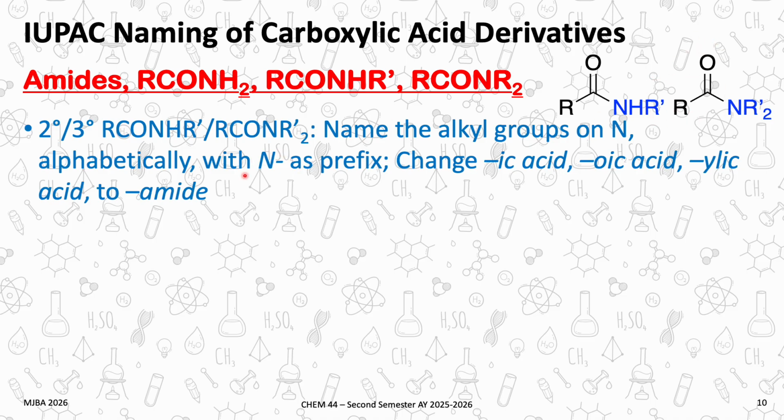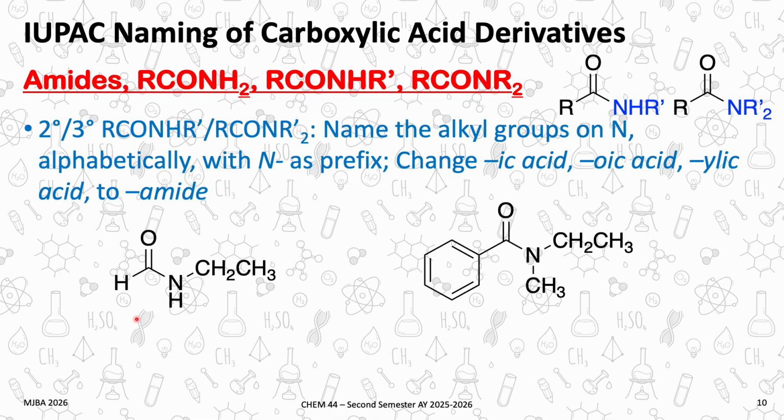So we're going to use the prefix N. And then for the acyl group part, just simply name it as well as amide, dropping the ic acid, oic acid, ilic acid to amide. So in these two examples, the first one is a secondary amide.